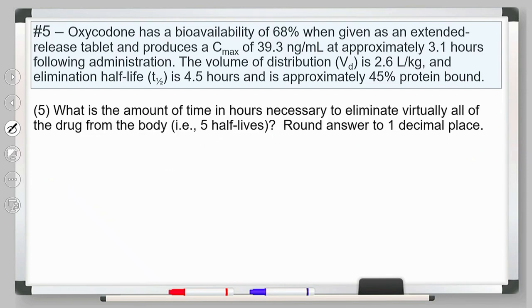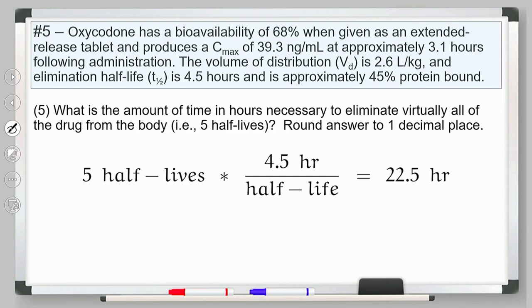So in this case, it was asking how long for this particular drug. If we argue 5 half-lives means most of it is gone, and it's 4.5 hours per half-life, then 5 times 4.5 means to get rid of nearly all of your dose of oxycodone, it would take 22.5 hours. But keep in mind, that doesn't mean it's all gone. It doesn't mean your drug test would be negative. Okay, let's not go there.